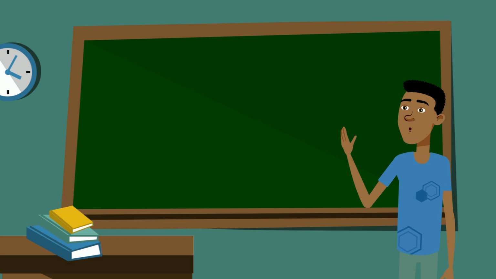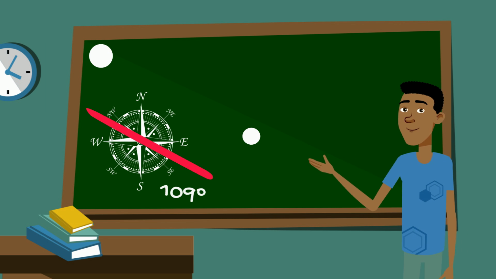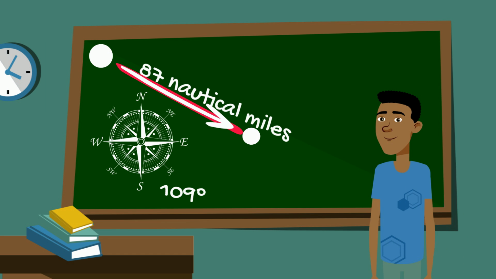So for us to get from Santa Rosa Island to 2 harbors at Catalina Island, we're going to set a course of 109 degrees and we're going to sail for 87 nautical miles. Thanks for helping us chart our course.